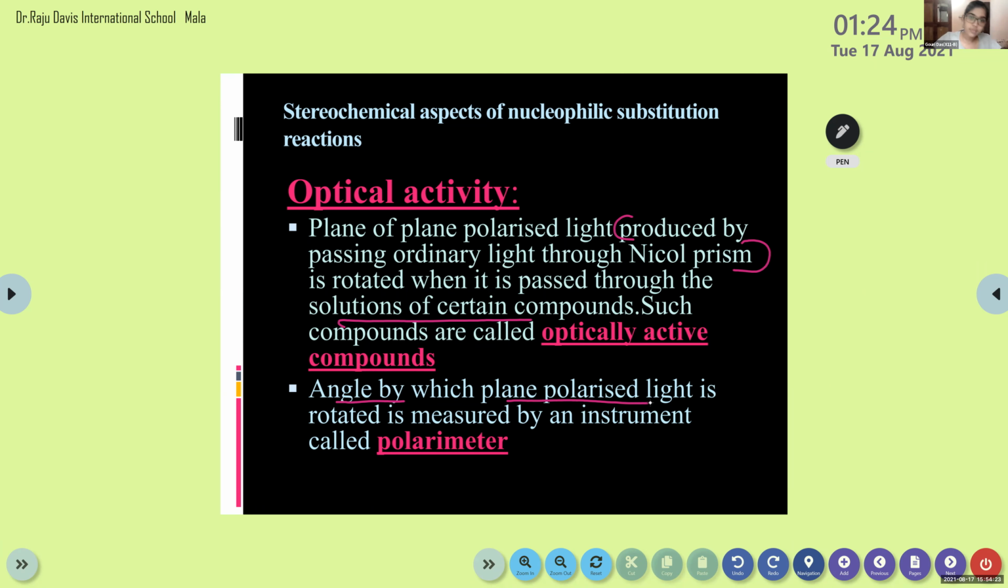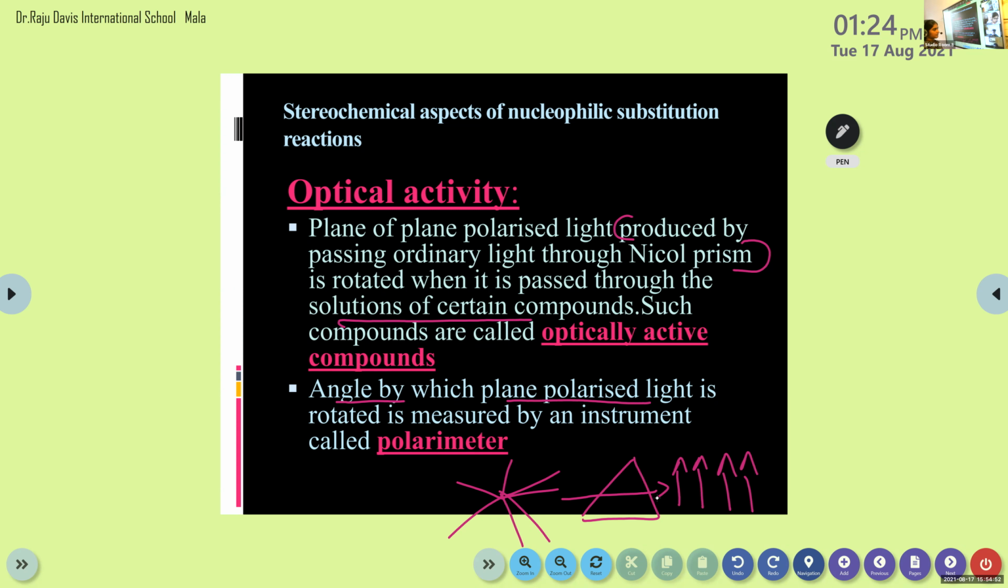Yes, that means the ordinary light, when it is passed through this Nicol prism, you can see that the direction of propagation of this ordinary light is like this. When it is passed through the Nicol prism, it will propagate only in one direction. This light is known as plane polarized light. It will be polarized only in one plane.